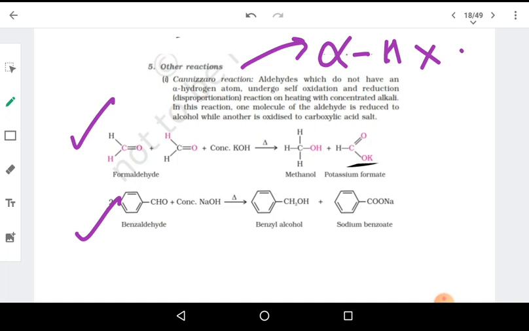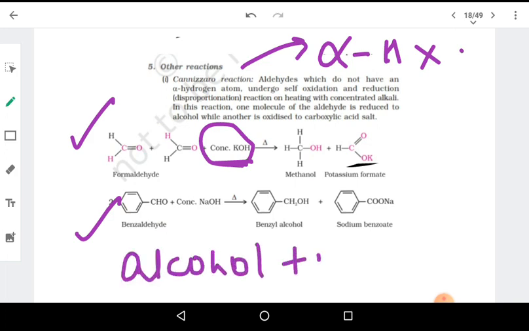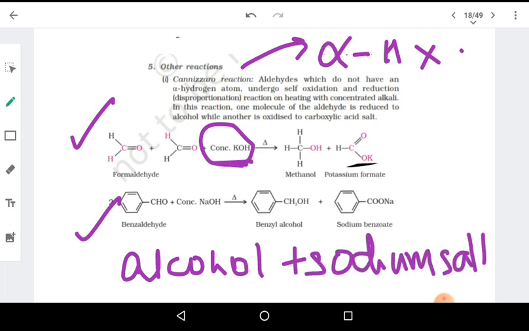So in those compounds, we are treating it with concentrated KOH. Earlier we used dilute NaOH or KOH for aldol condensation. Here we do not need alpha hydrogen, and here we are taking concentrated KOH over here. We will be getting an alcohol, so that is important. First product is an alcohol and second product is sodium or potassium salt of carboxylic acid. Okay, so that is about this reaction, that is Cannizzaro reaction.